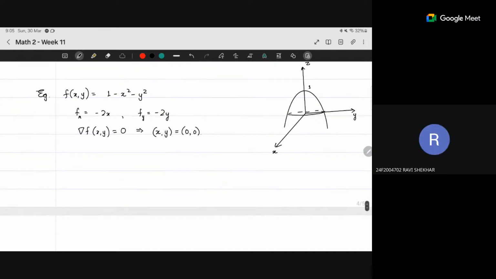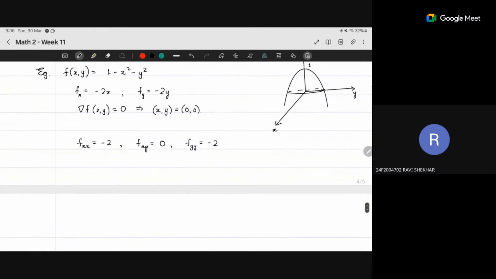So I just need to compute the Hessian at the origin. Now, what is the Hessian? In order to do that, I need fxx. In this case, it's minus 2. fxy, which is 0. And fyy, which is again minus 2. So what's the Hessian?